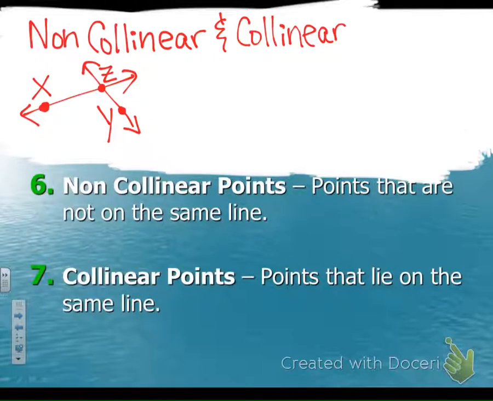So 2 points that would be non-collinear would be points X and Y. Right? So in the how to name box next to the diagram, you could say point X and point Y are non-collinear.